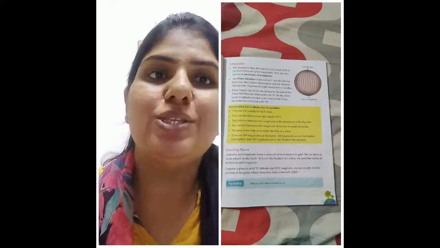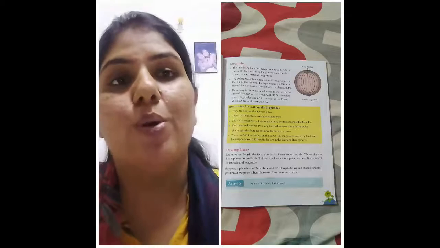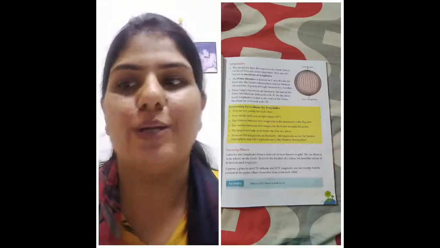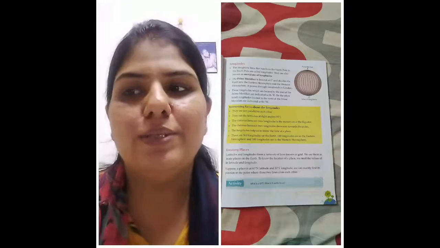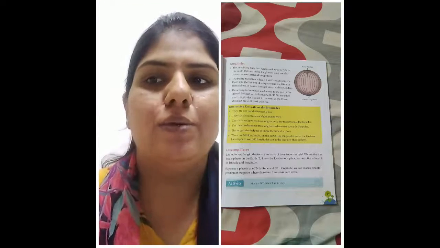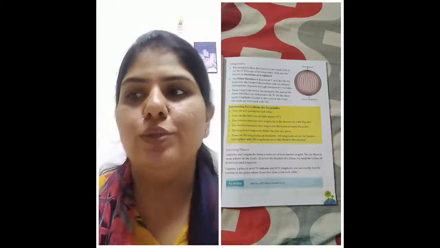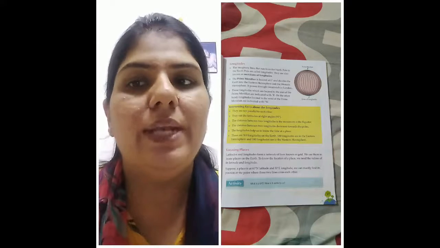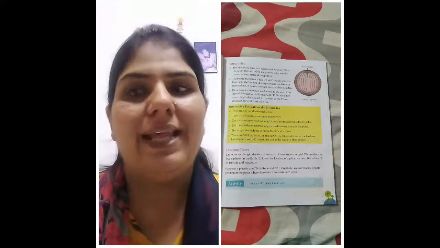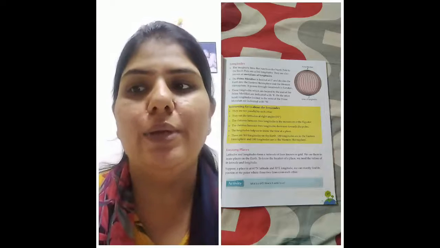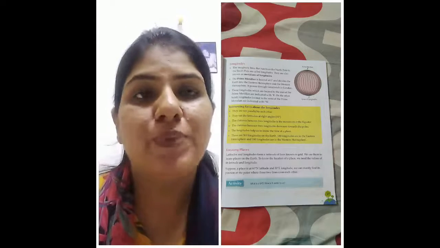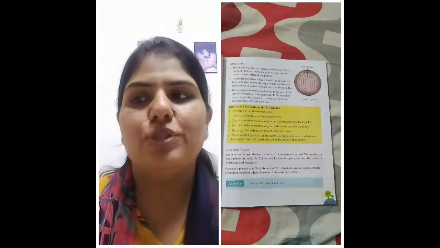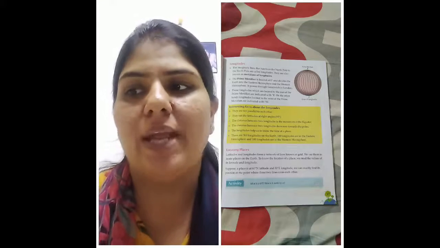Now come to our next topic: how we can find a place or locate a place through latitudes or longitudes. Latitudes and longitudes form a network of lines known as a grid. We use them to locate places on the earth. To know the location of a place, we need the value of the latitude and longitude. Suppose a place is at 60 degree north latitude and 30 degree east longitude. We can exactly find its position at the point where these two lines cross each other.